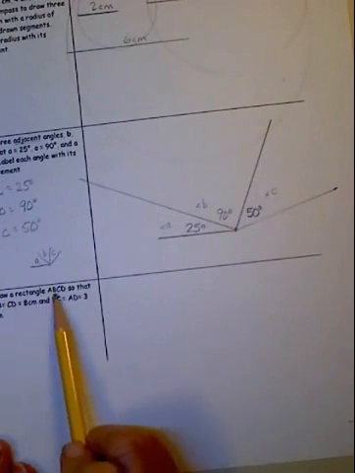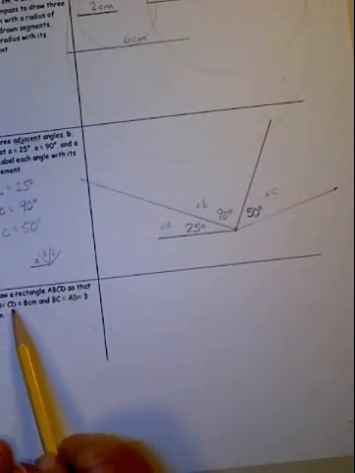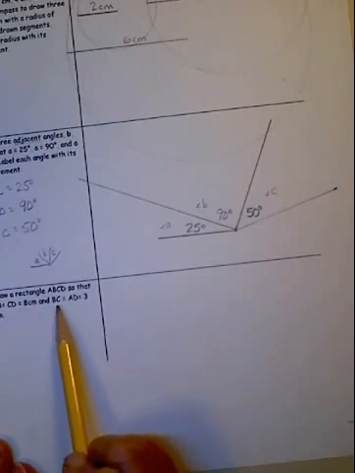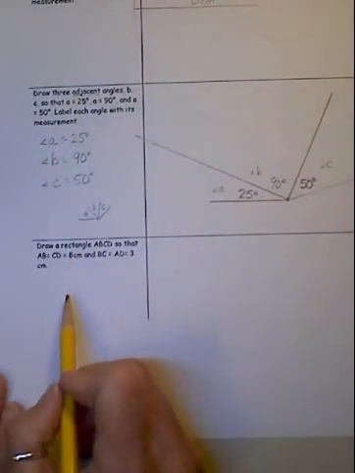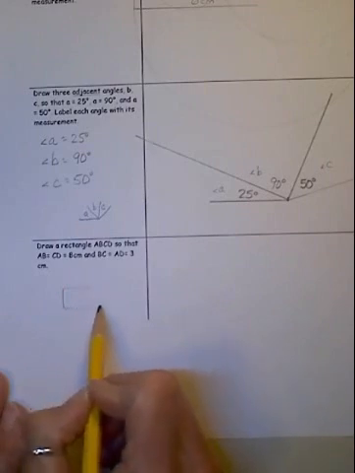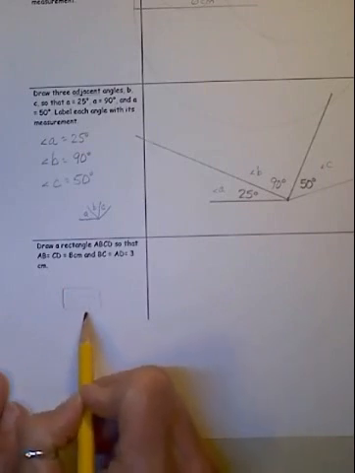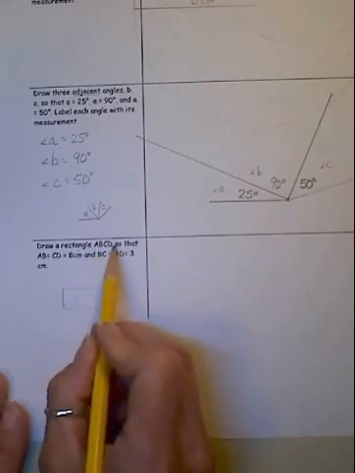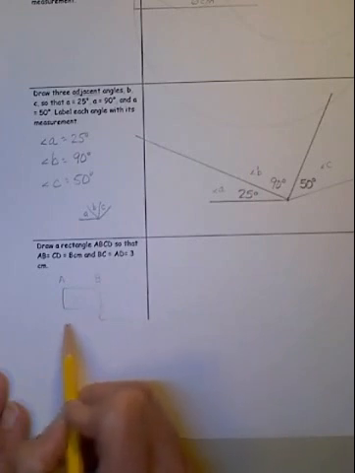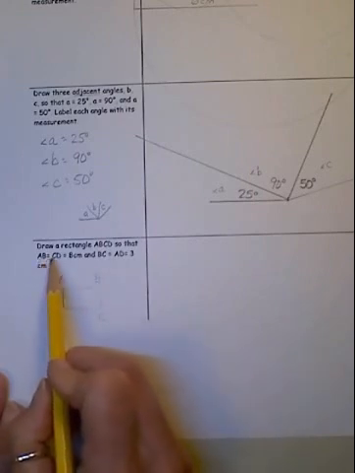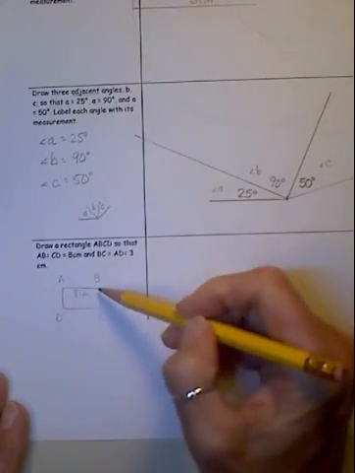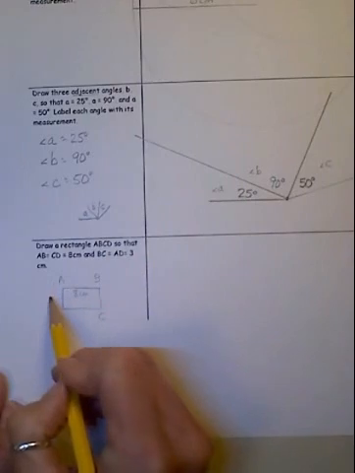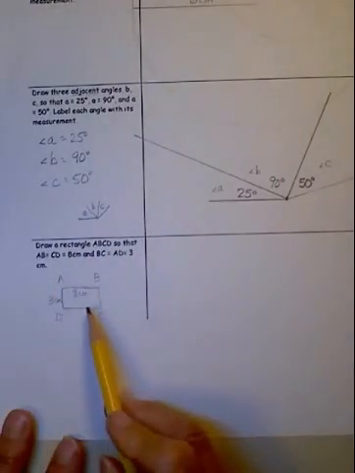Next, draw a rectangle ABCD so that AB is equal to CD is equal to 8 centimeters. BC equals AD equals 3 centimeters. So let's see what that might look like. We know that it's going to be a rectangle so that the opposite sides are parallel, and the opposite sides are equal to each other. And it says a rectangle ABCD. So we have A, B, C, D. AB and CD are 8 centimeters each. And then BC and AD are 3 centimeters each. So now I have an idea of what this will look like.